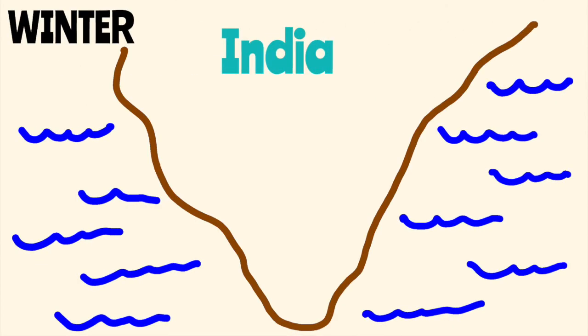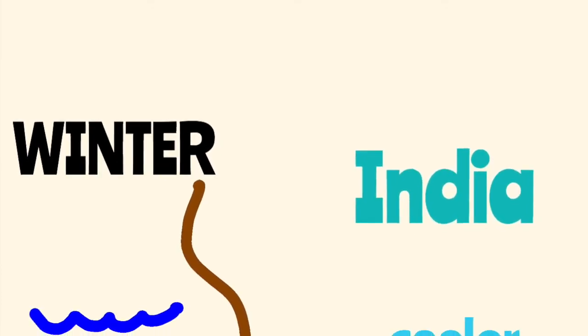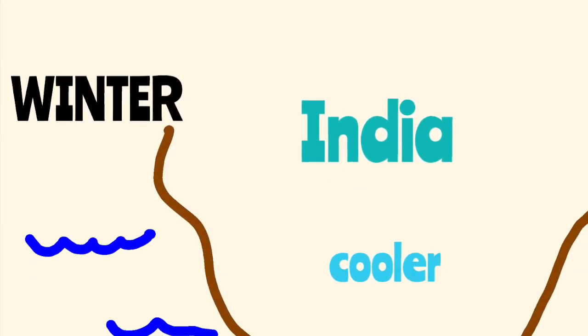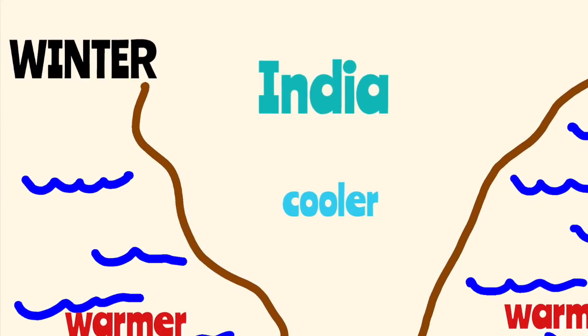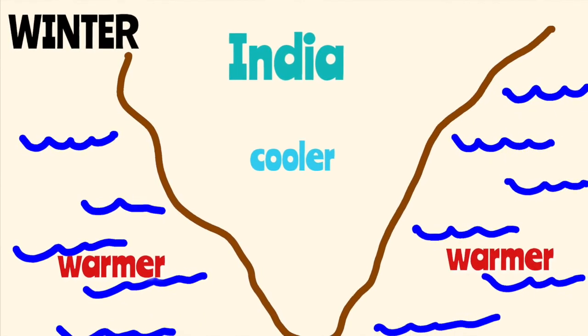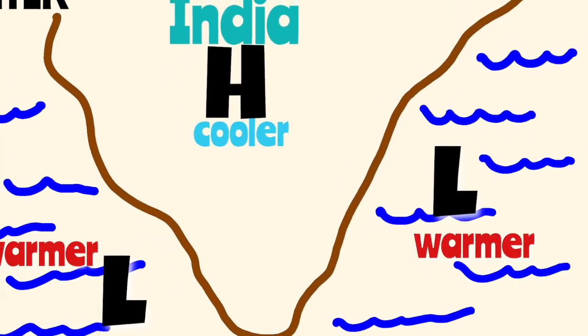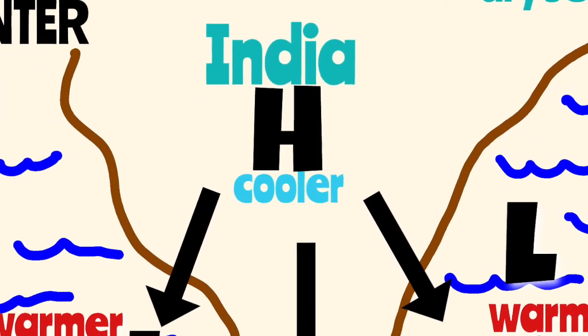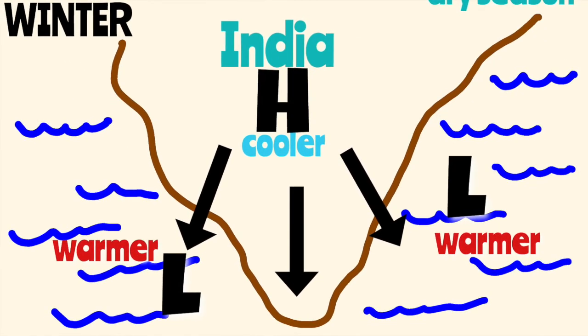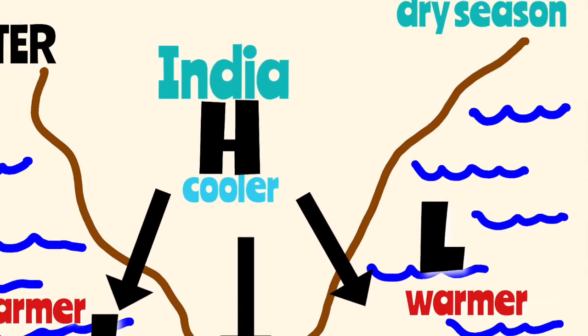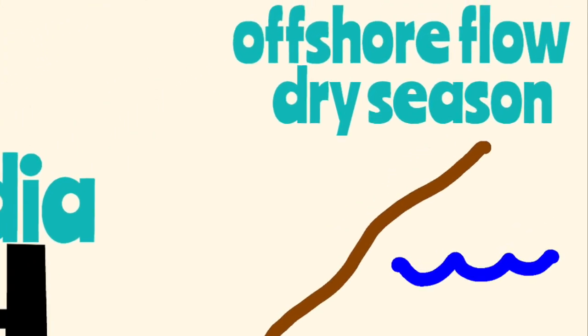Okay, let's draw another India. Don't forget the surrounding water, but this time label it winter. In the winter, what's going to be warmer, the land or the water? Relative to the land, the water will be warmer and the land will be cooler. The relatively warmer water will create low pressure and the relatively cooler land will create high pressure. Air always moves from high to low pressure, creating that offshore flow. A high pressure brings a dry season to India in the winter.